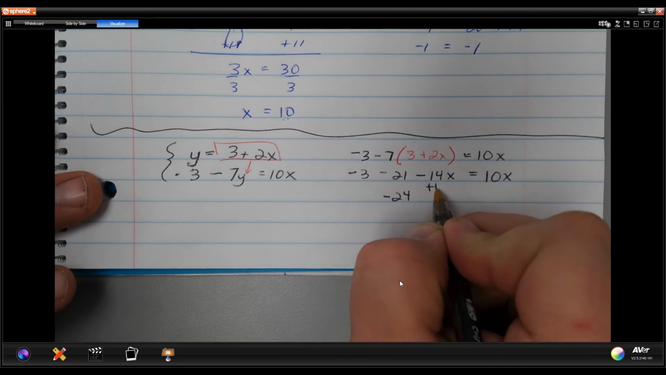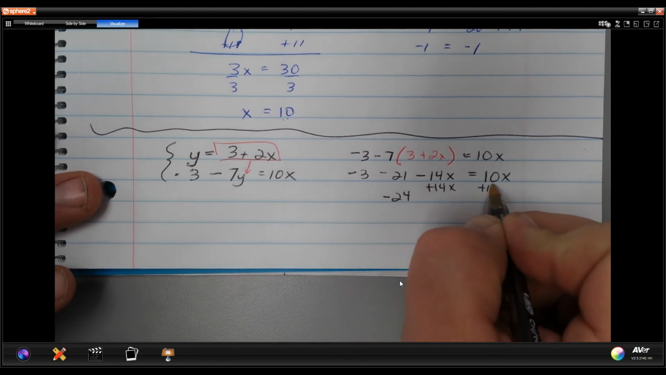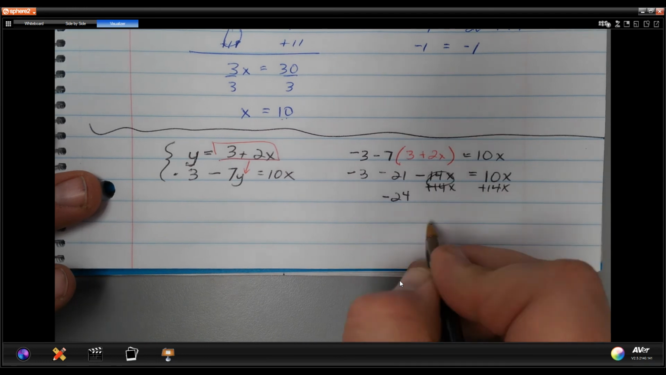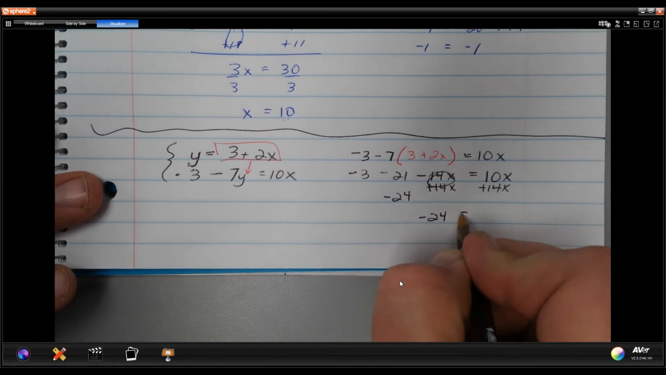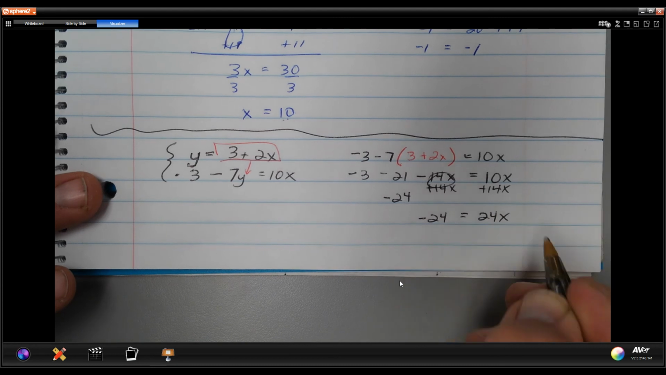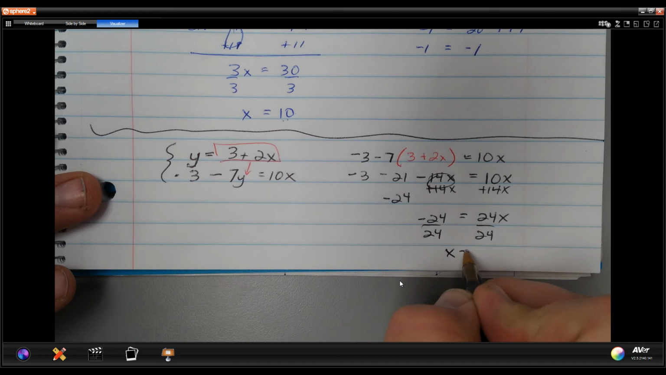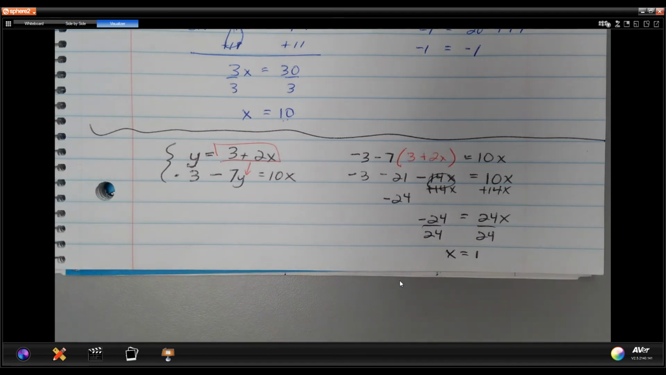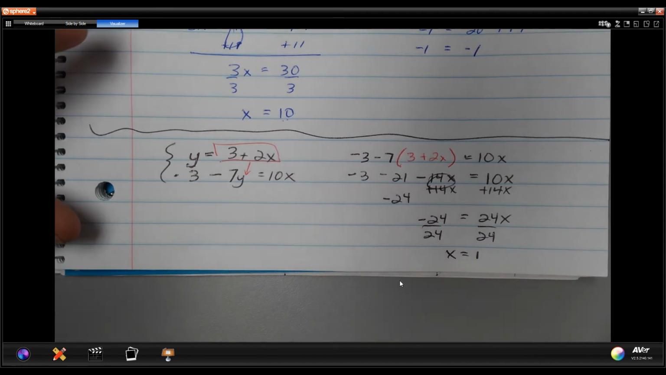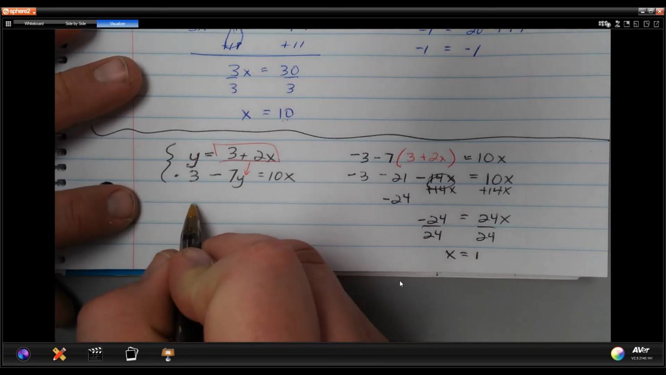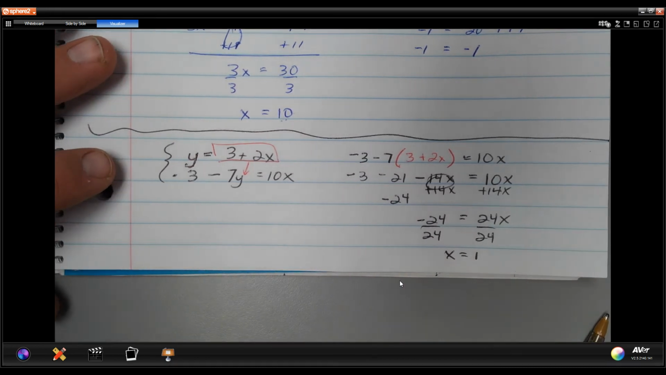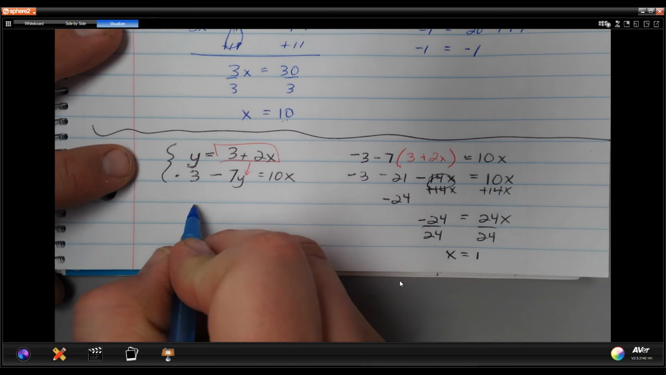I'm going to go ahead and add the 14x to both sides to eliminate it, so that I see negative 24 is equal to 24x. Division property of equality tells us that x is negative 1. Knowing that x is negative 1, I come back and I use substitution to find out the value of y.